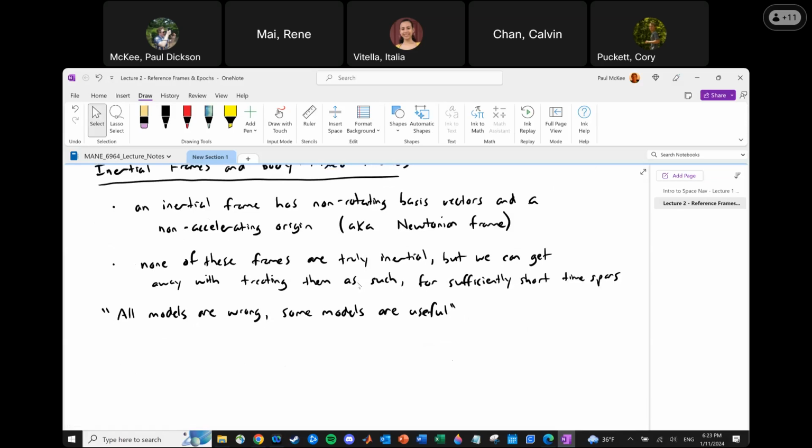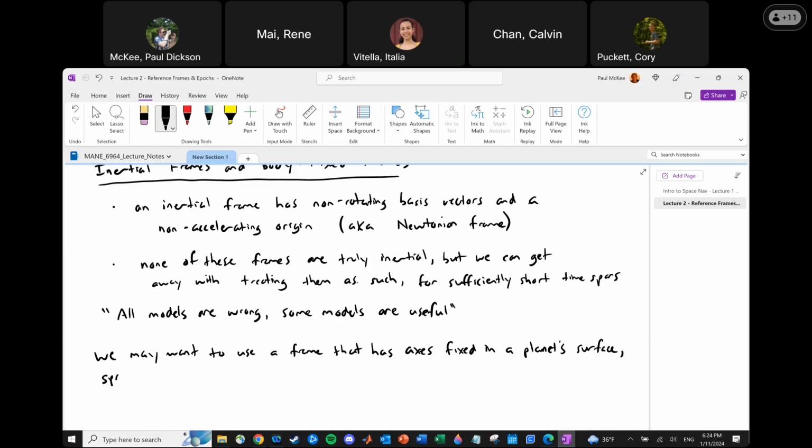All right, so last page of stuff. We may want to use a frame that is fixed, or we say it has axes fixed in a planet's surface, or a spacecraft body, or an instrument, camera, etc.